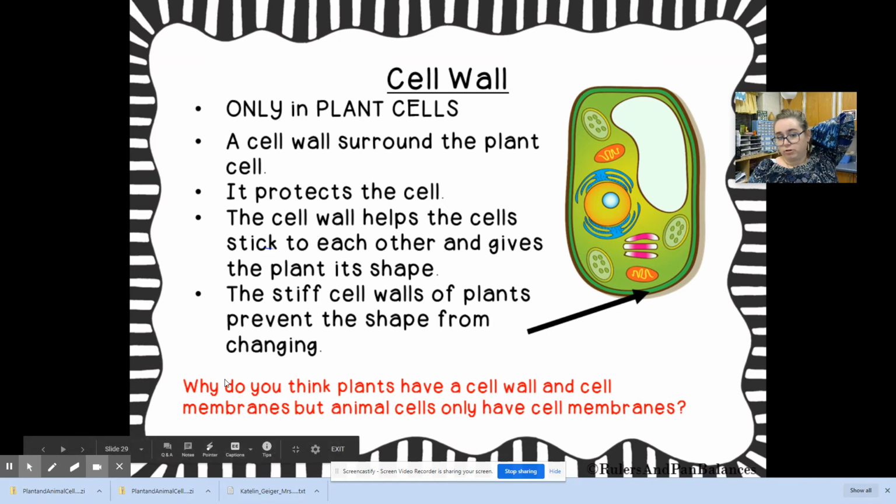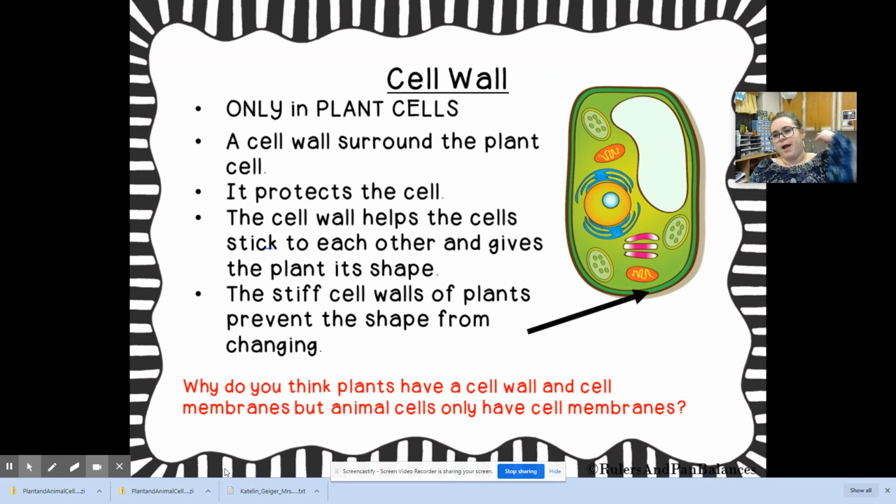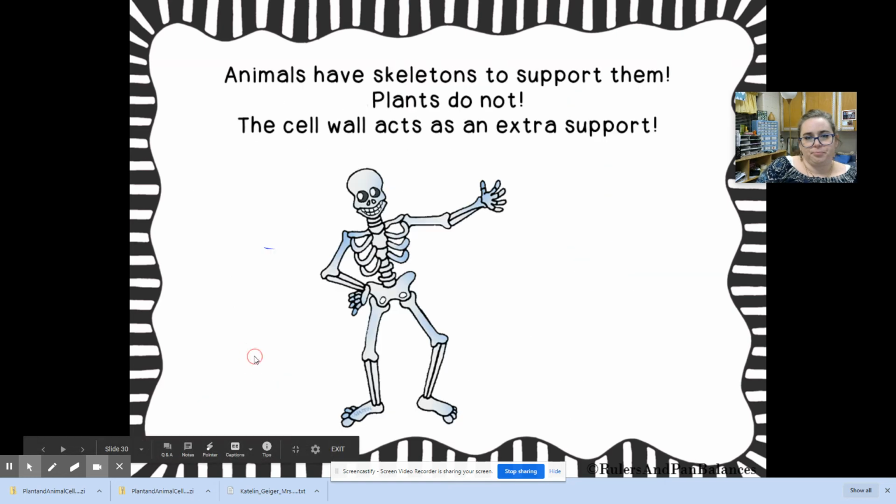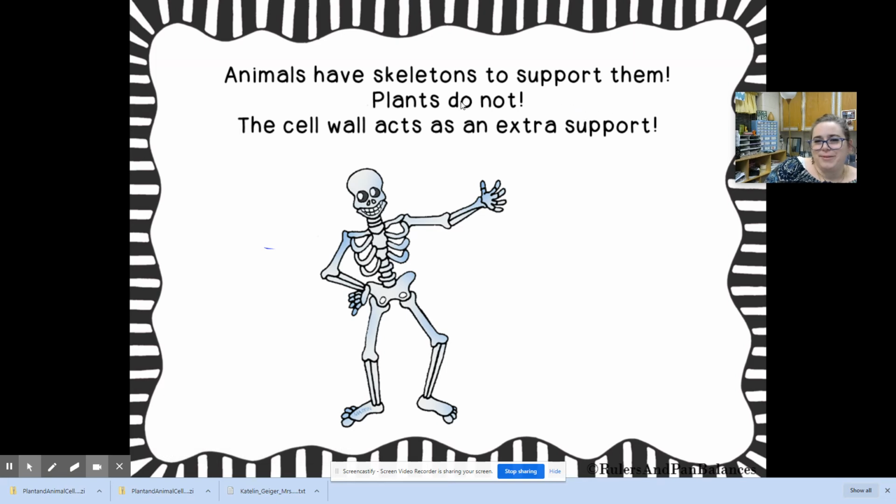And then we asked ourselves, why do we think plants have a cell wall and cell membrane, but animal cells only have cell membranes? We'll think about that as you're working. We did talk about it, and here it is. Animals have skeletons to support them. Plants do not. The cell wall acts as an extra support. And we had this creepy 6-ribbed skeleton here.